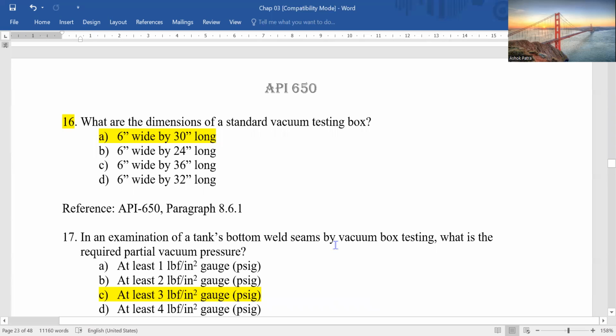What are the dimensions of a standard vacuum test box? There is 8.6.1, you will find it. What are the dimensions? 6 inch wide and 30 inch long.